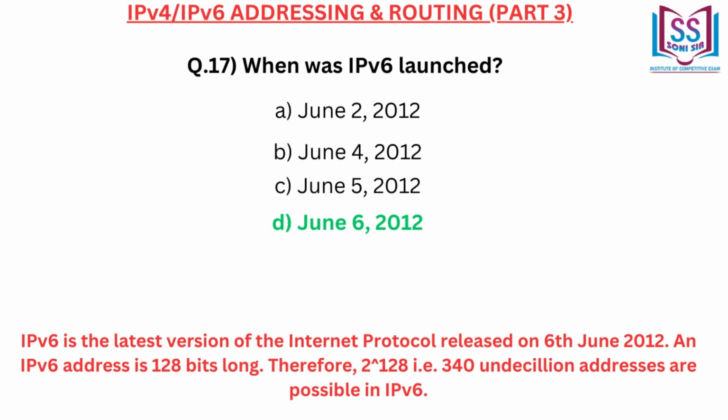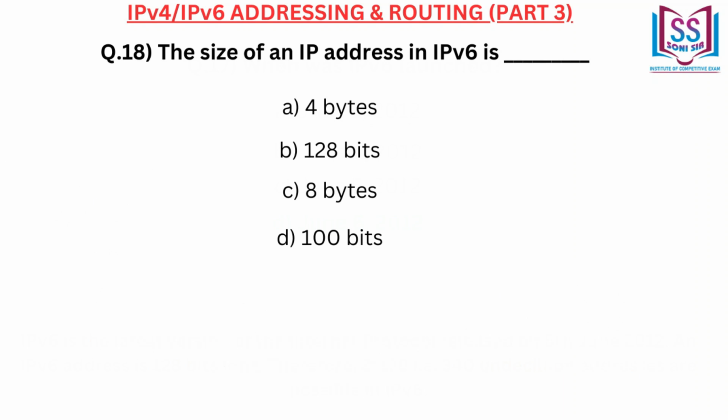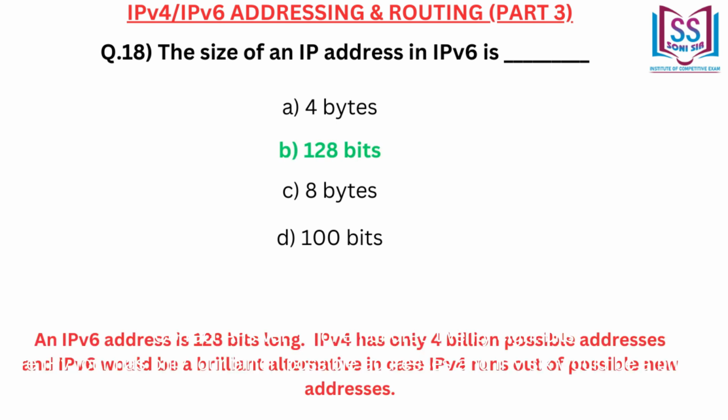An IPv6 address is 128 bits long. Therefore, 2 to the power 128, that means 340 undecillion addresses are possible in IPv6. The size of an IP address in IPv6 is dash. A. 4 bytes, B. 128 bits. C. 8 bytes. D. 100 bits. Correct answer B. 128 bits. An IPv6 address is 128 bits long.